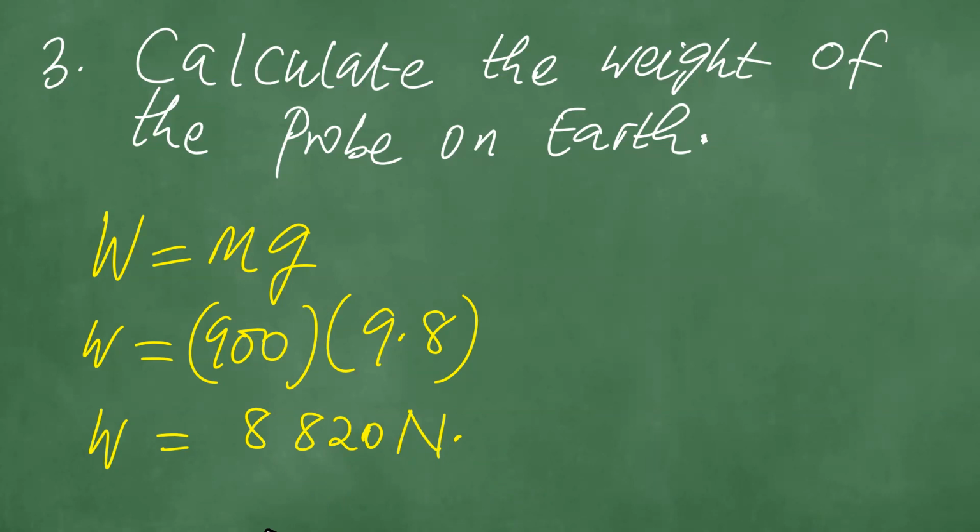So just note that part. Calculate the weight of the probe. So the weight formula is mg, and therefore we got the mass of the probe 900 kilograms, and the gravitational acceleration on Earth. The gravitational acceleration is not always the same on other planets, but we are saying on Earth. So on Earth it is 9.8, and you get exactly this if you use a calculator.